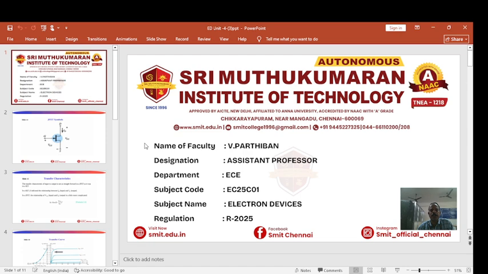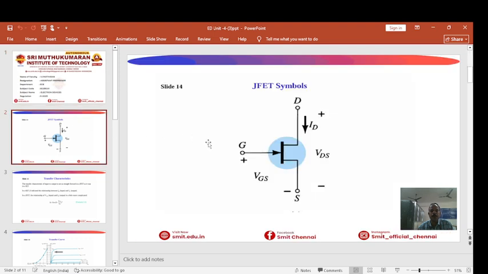I am Parthiban, working as assistant professor in the Department of ECE, Sri Muthukumaran Institute of Technology, Mangadu, Chennai. Now I am going to talk about the subject called Electron Devices, which is coming under the regulation R 2025. The subject code is EC25C01, which is meant for second semester ECE students. Now I am going to talk about Unit 4, which deals with JFET.